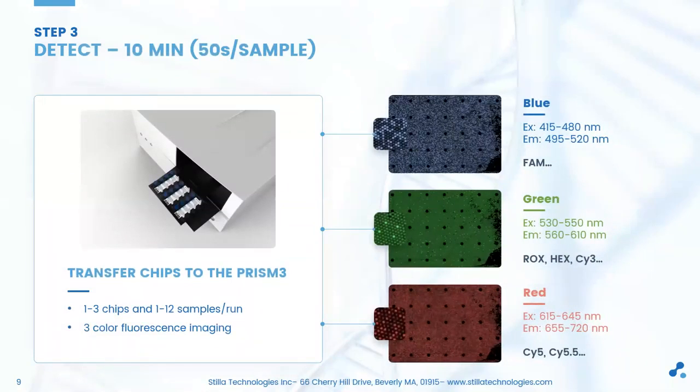At the end of the PCR reaction, you simply need to switch the chips from the geode to the second instrument, the NICA Prism 3, which will read the endpoint fluorescence signal of each crystal in the 3 channels. Thanks to the droplets forming a crystal, one picture is enough to catch the signal of every droplet, allowing a fast scanning time of about 50 seconds per sample.